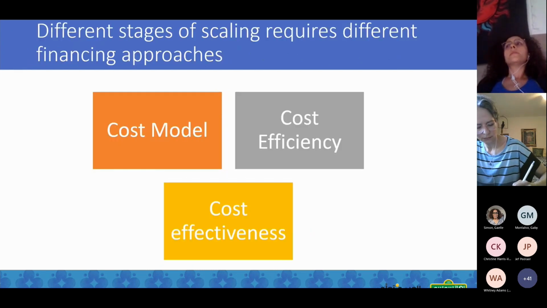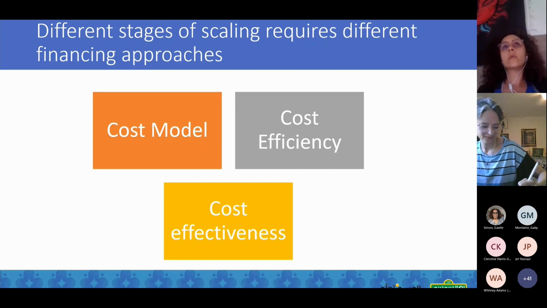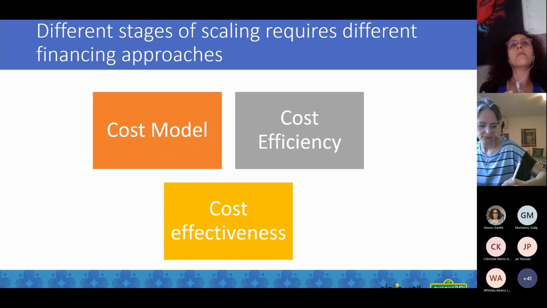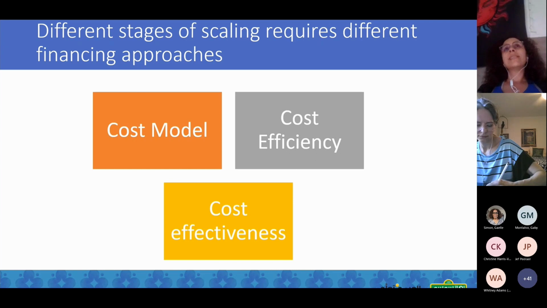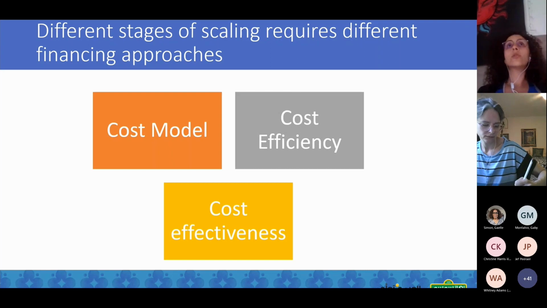The first enemy we found when we started to talk about financing is that we speak different languages. Even within our team, we started thinking, is it a cost model? Is it cost efficiency? Is it cost effectiveness? And then we're like, how about we look at all of this? As I started, we're not kind of scaling a model. We do have models. We have models that target children. We have models that target parents.